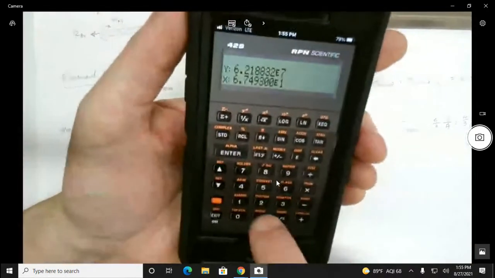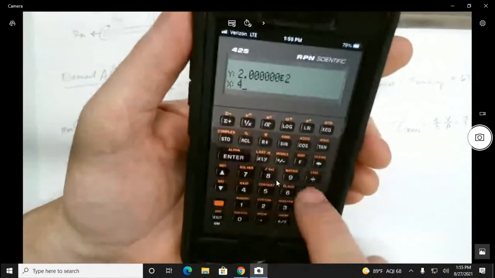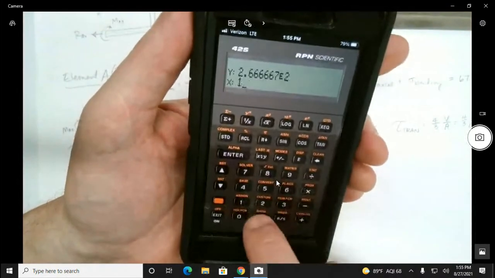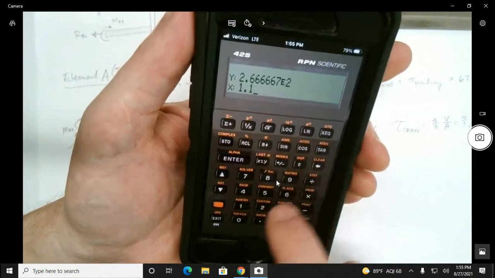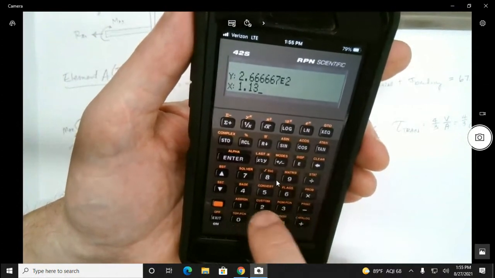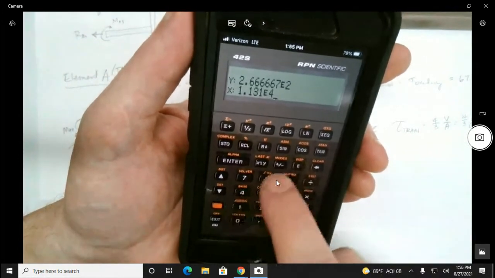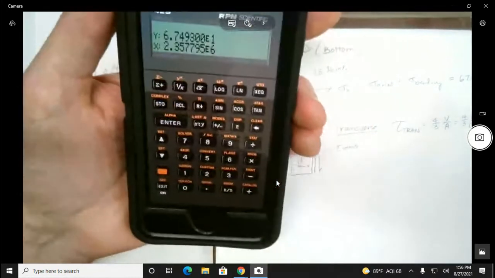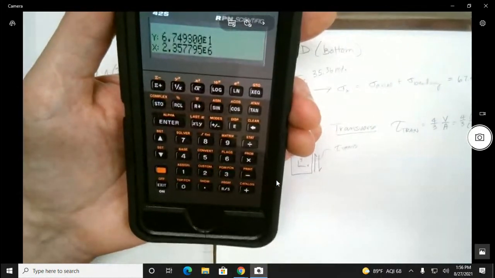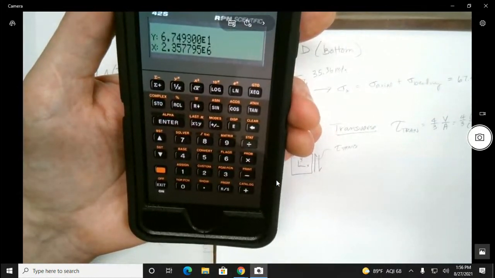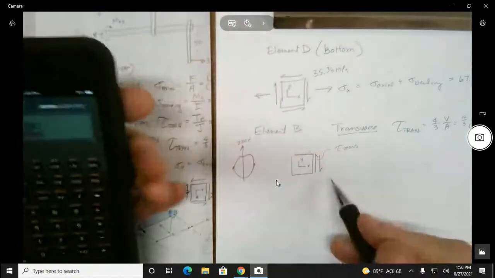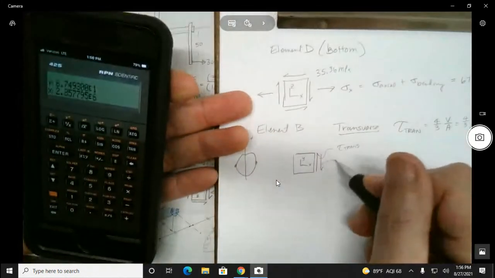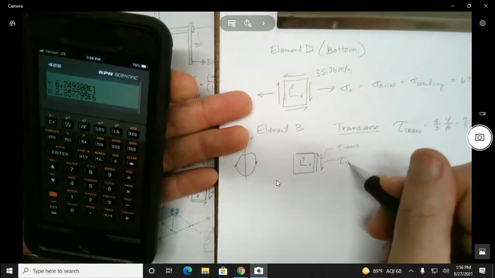I didn't calculate the thing, so that's 204 times 3 divided by 1.131 E4, and that comes out to 2.358 megapascals. Right? And then this one is the tau torque.